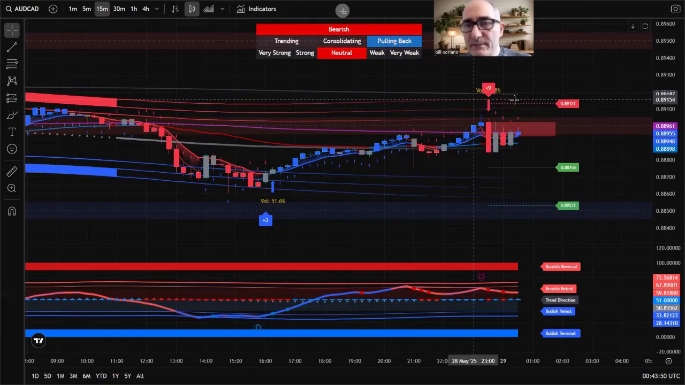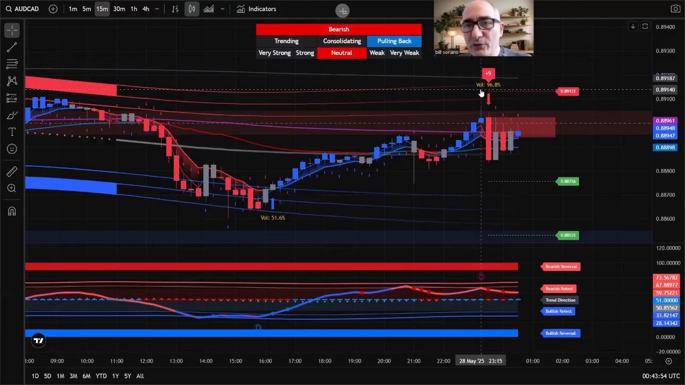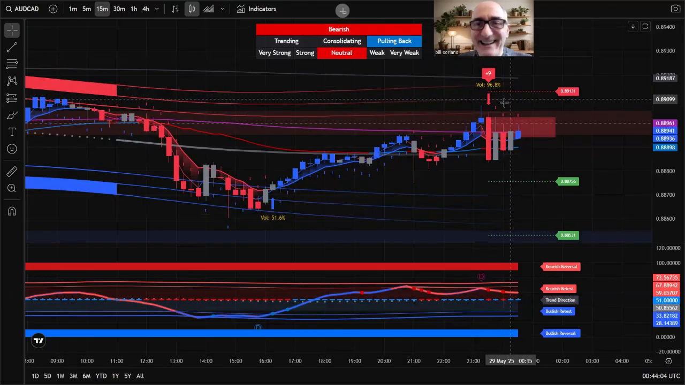So just about every condition is met. We also have a volume on this super sniper candle of almost 100% here. Okay, so I'm very interested to see how this trade turns out. And I will update you on it when it does.